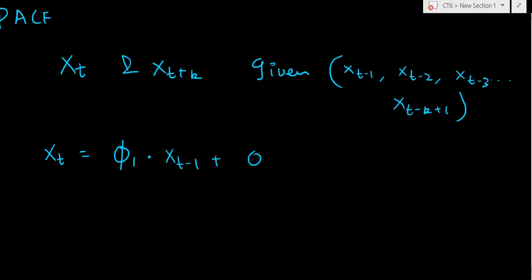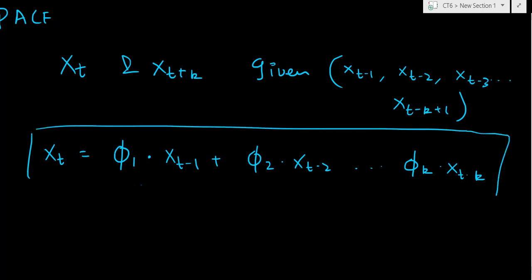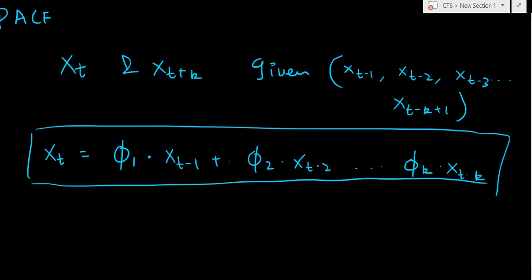It is related with a factor phi 2 with xt minus 2. So on and so forth. It is related with phi k with a factor of xt minus k. So xt can be expressed as a linear equation of all its past terms, as a linear relationship, and then these past terms show what is the direct relationship between these individual terms and xt, right?